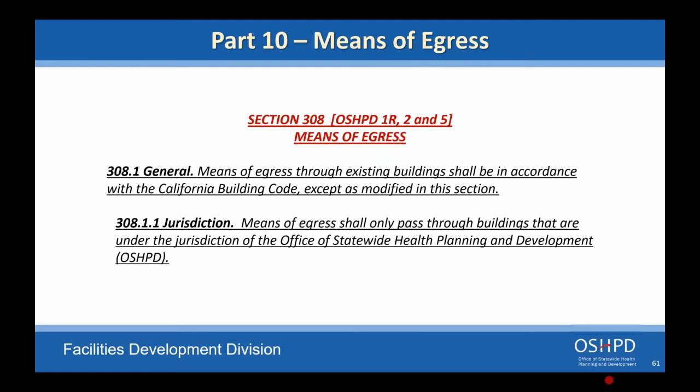Again, the means of egress through existing buildings shall be in accordance with the California Building Code and shall only pass through buildings that are under the jurisdiction of OSHPD. Same thing applies here. If there are other areas that say you cannot egress from an OSHPD 1R into the OSHPD 1 building, that would still apply.